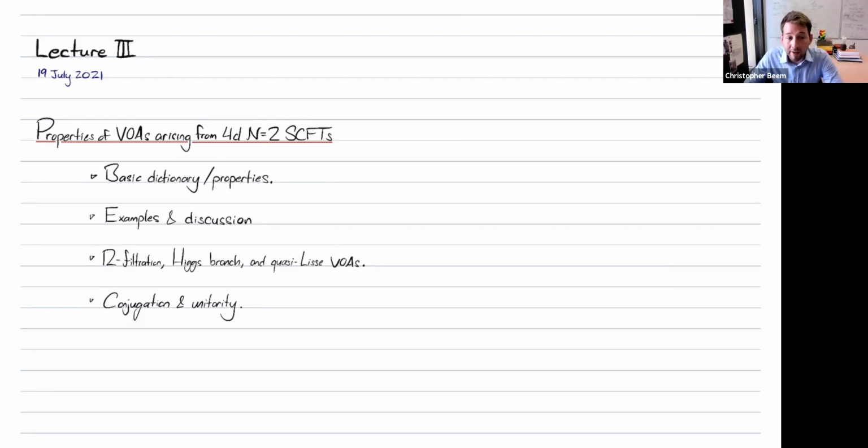And now for the last lecture, I want to come back and look in a little bit more detail at the sorts of structures that show up in the vertex operator algebras that come from 4-dimensional N equals 2 SCFTs via this cohomological construction that was the subject of the first lecture.